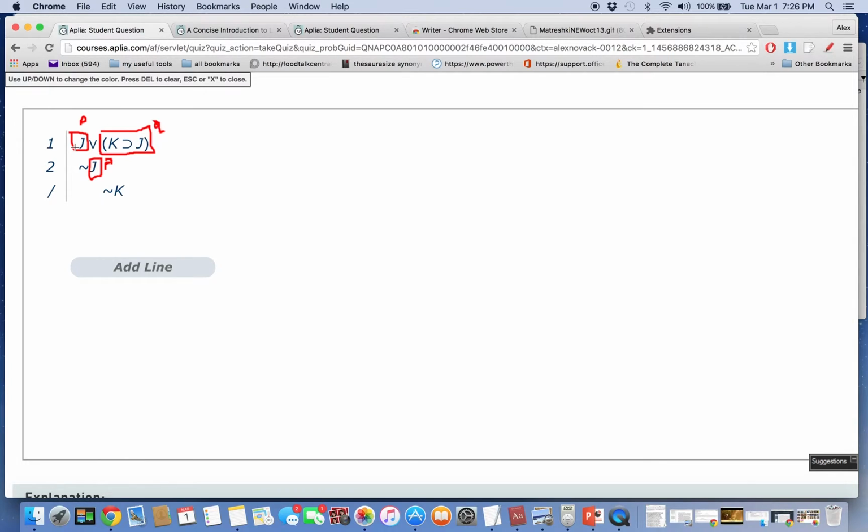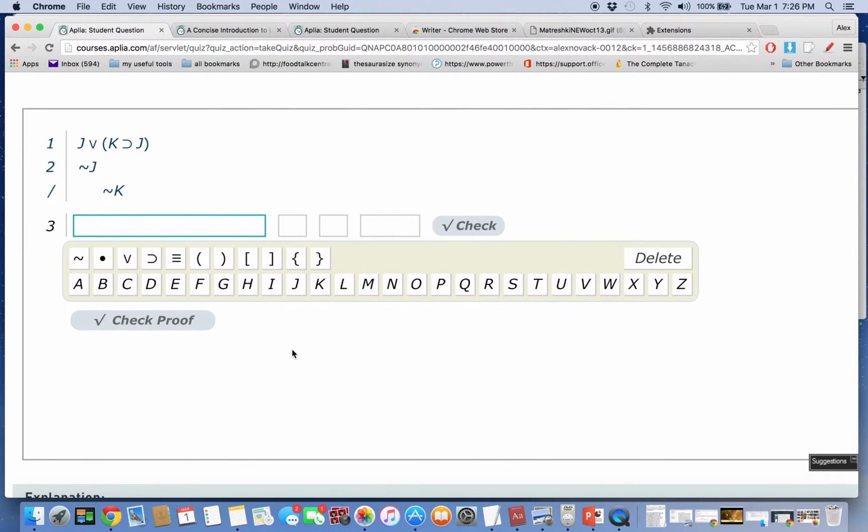The first parent can correspond to P horseshoe Q. The second parent, we can make it correspond to tilde P, whatever we were calling P up here, same chunk. So we got an exact match. All systems go. Now we can apply the rule, because we got all the parents in place.